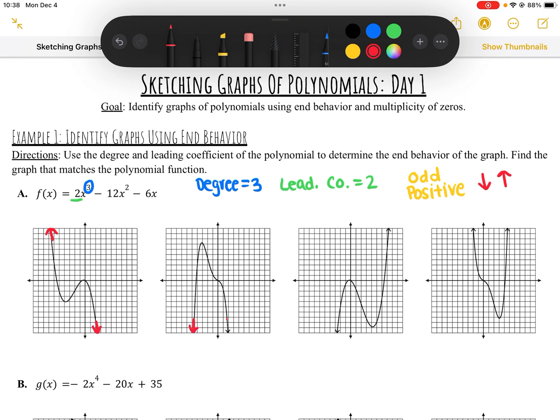Second graph, we're going down and down, so that one doesn't match. The third one, we're going down, then up, which is what we want. The last one, both of them are going up. So the answer is going to be this third graph.